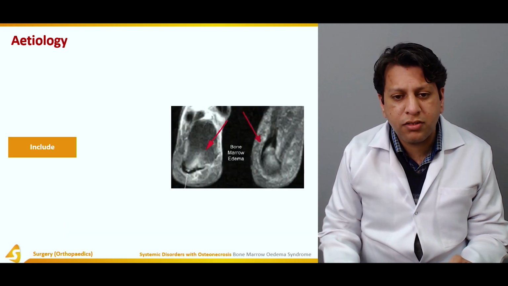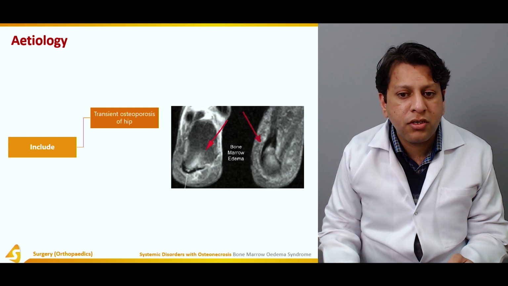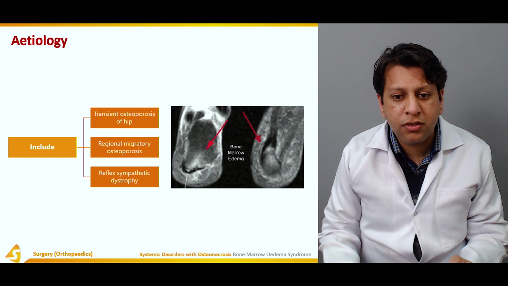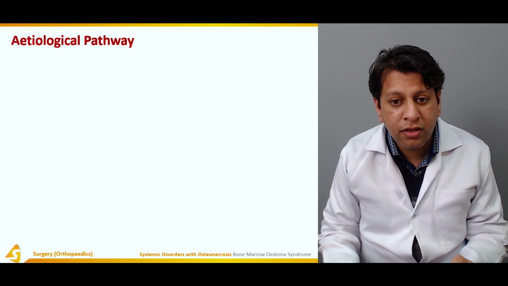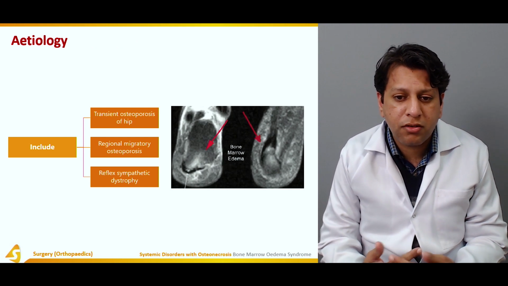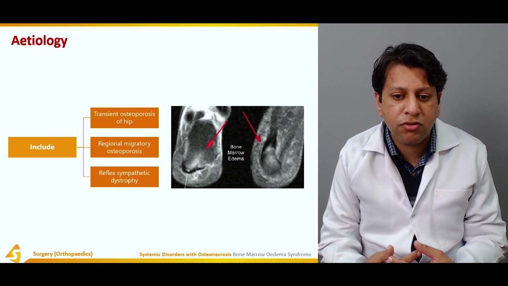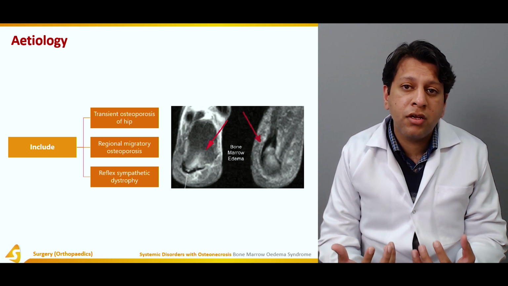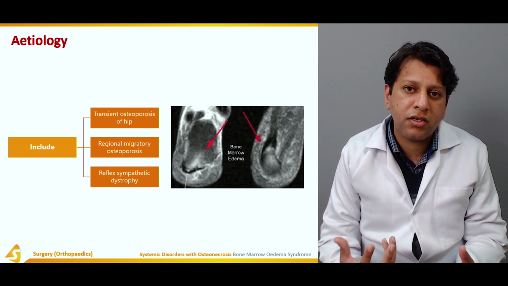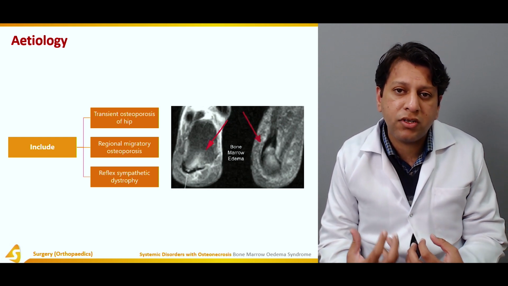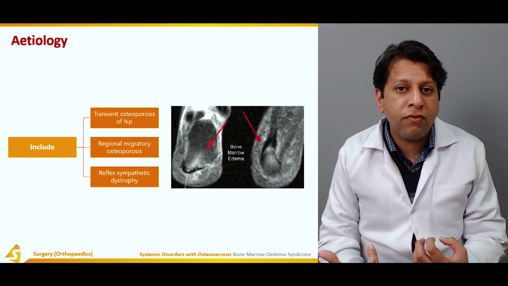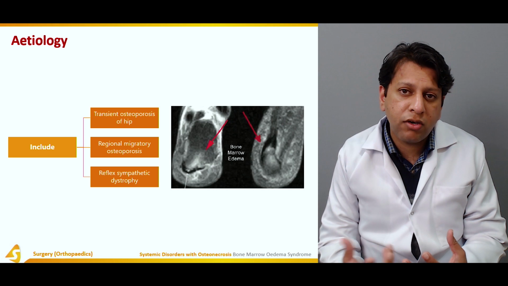So what is the etiology? This includes transient osteoporosis of the hip, regional migratory osteoporosis, and reflex sympathetic dystrophy. In reflex sympathetic dystrophy, due to parasympathetic and sympathetic activity, there's an abnormal sympathetic activity which results in contraction of the arterioles, leading to decreased blood supply for some time, eventually leading to osteonecrosis.